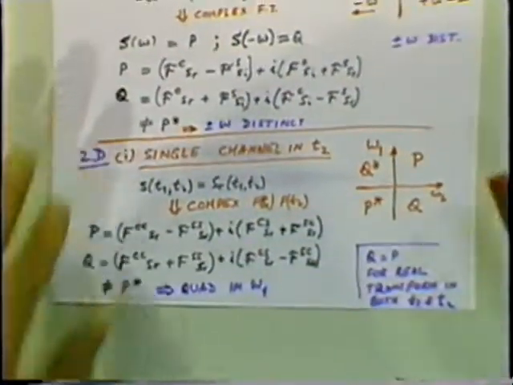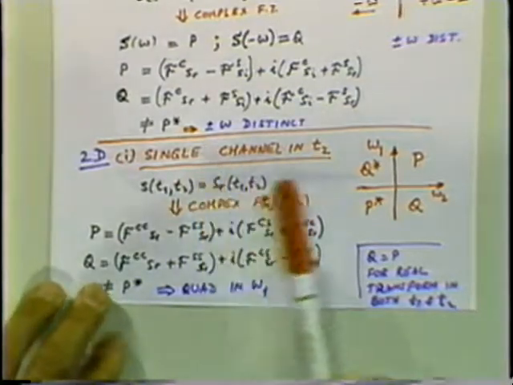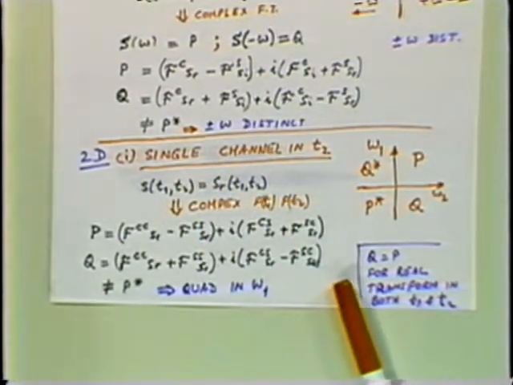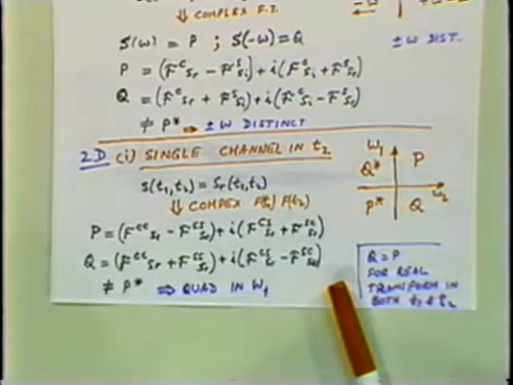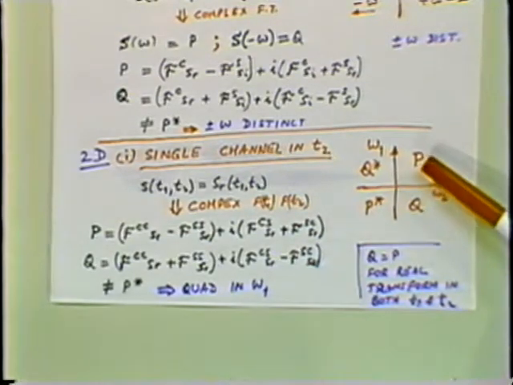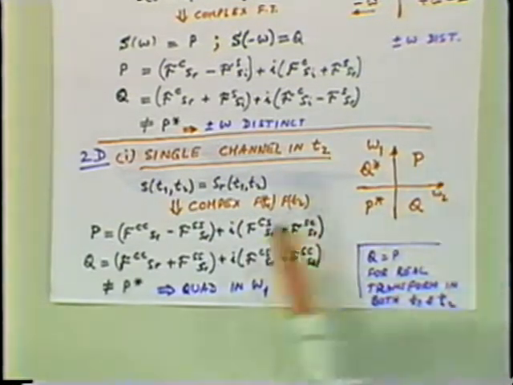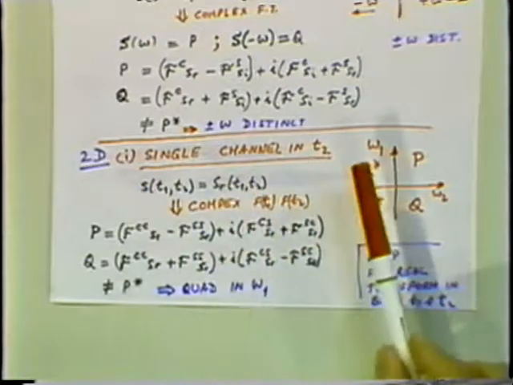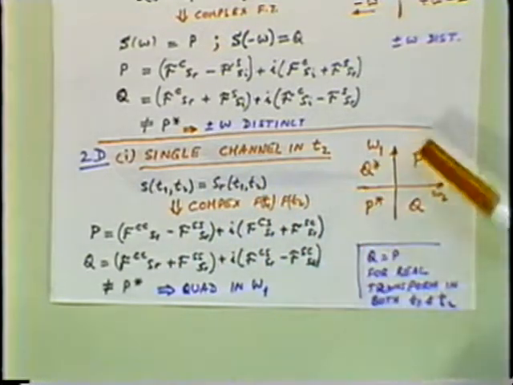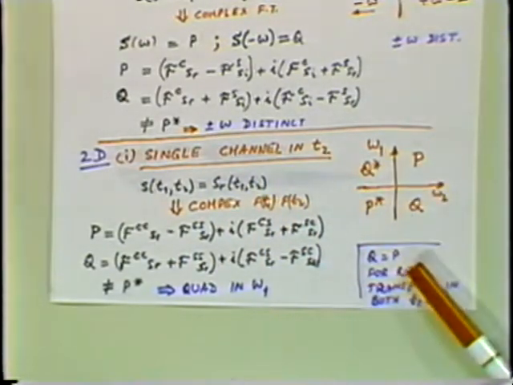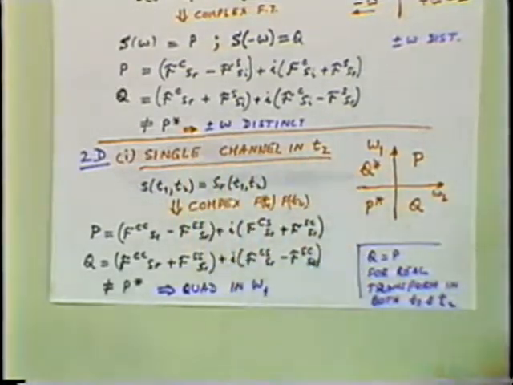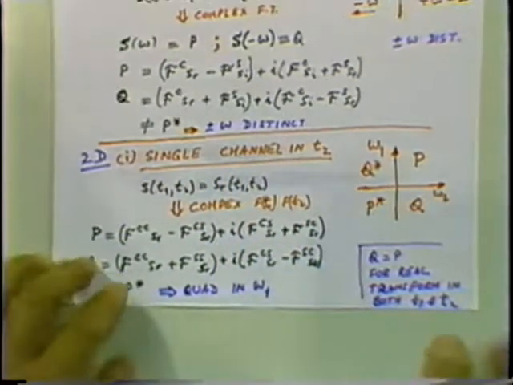In two-dimensional NMR, you can do single channel in T2. That's what we have said till now, and we came to the conclusion that even when we do single channel in T2, we get quadrature information along omega 1, but no quadrature information along omega 2. This was our conclusion up till now.